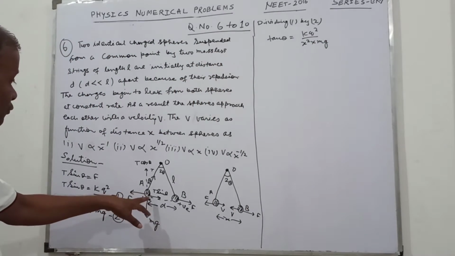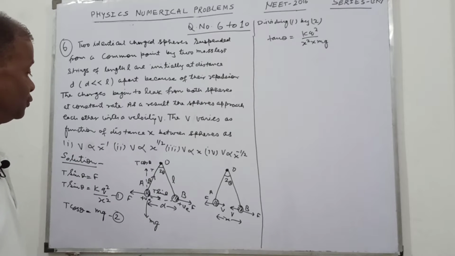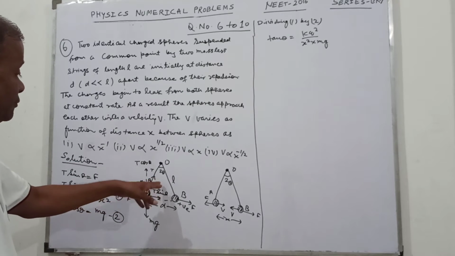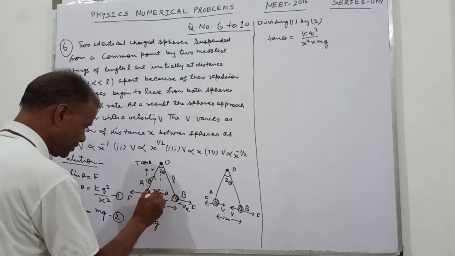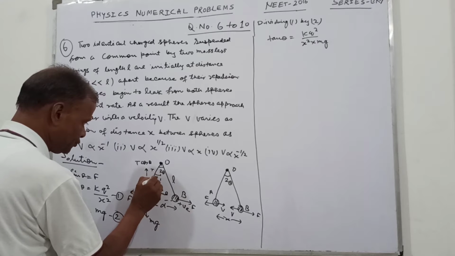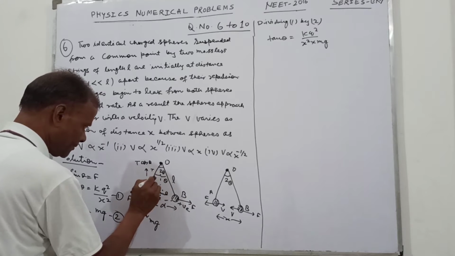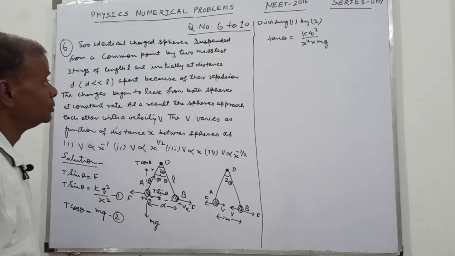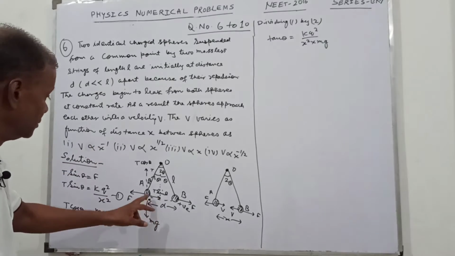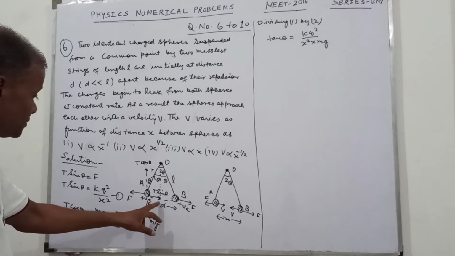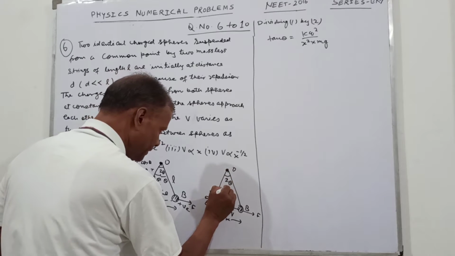Now you can see that since the angle is very small, for this tan theta, if you drop a perpendicular from this, then this angle is theta and this angle is also theta. So we can take tan theta approximately equal to sin theta. Sin theta is this distance, or we can say that this distance will be here.